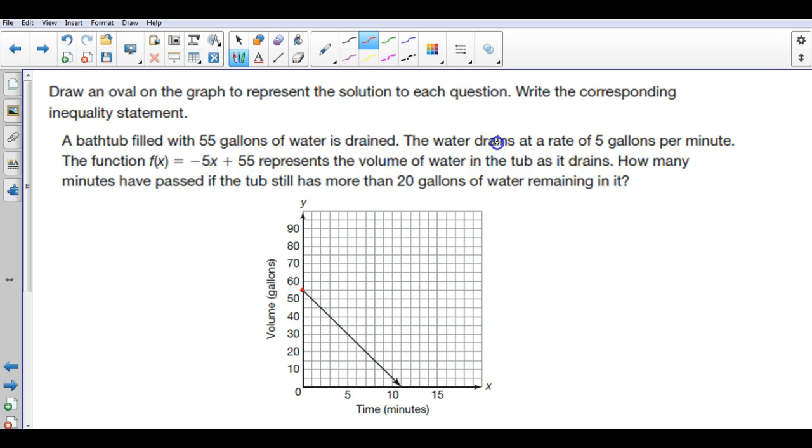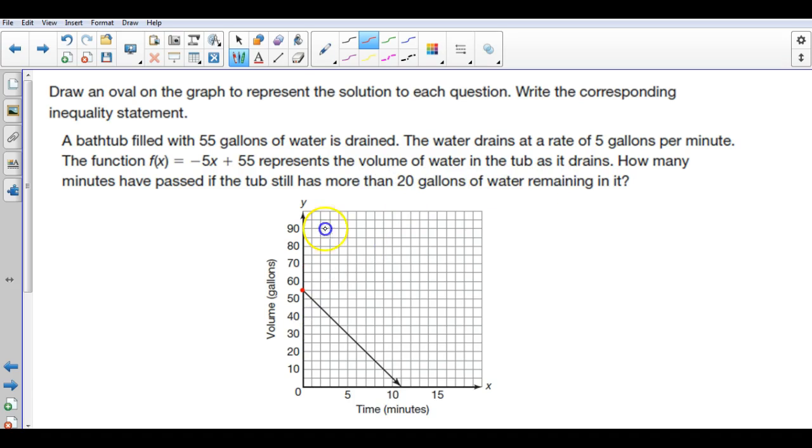The water is draining at a rate of 5 gallons per minute. Here's your function. Notice the 5 is negative because we're draining the water. Here's your y-intercept. It's the amount that we're starting with. And that represents the volume of the tub as it's draining. How many minutes have passed if the tub still has more than 20 gallons remaining in it?